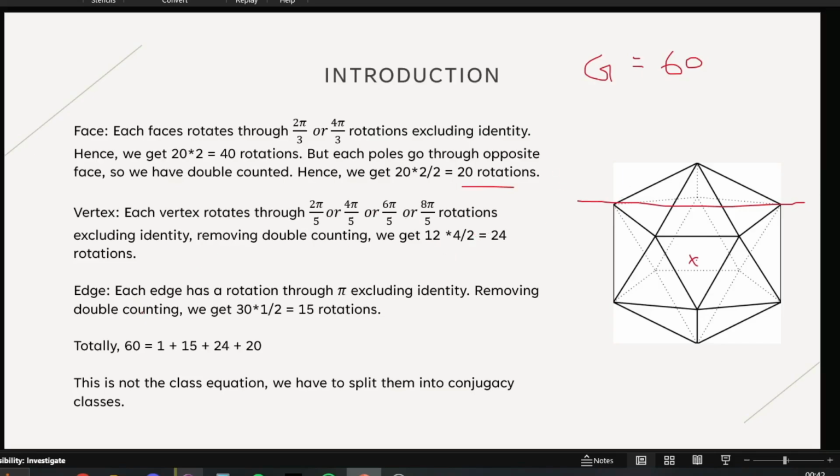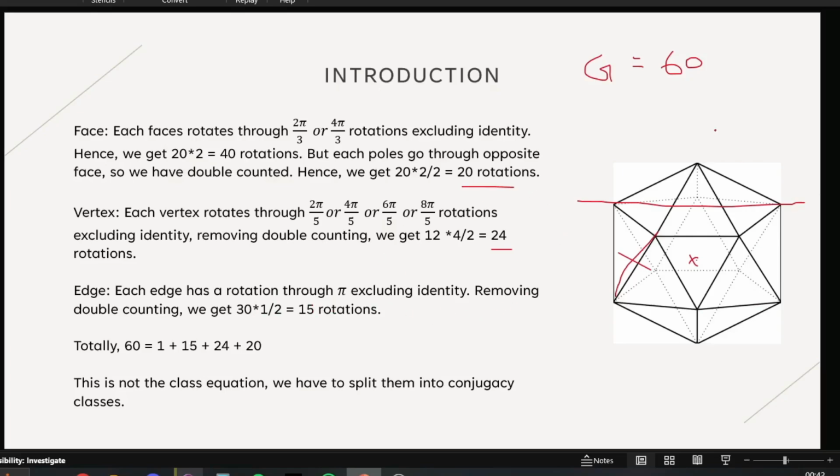There are 12 vertices: 5 on the top surface, one top point, 5 on the bottom, and the bottom point. So there are 12 vertices. We take 12 times 4 because we have 4 rotations, and then we are doubly counting, so we have 24 rotations for the vertices. If we take each edge, we have a pi rotation, and since the line going through the center of the edge will also go to the opposite side, we are doubly counting the number of rotations again. So we have 30 times half, which is 15 rotations.